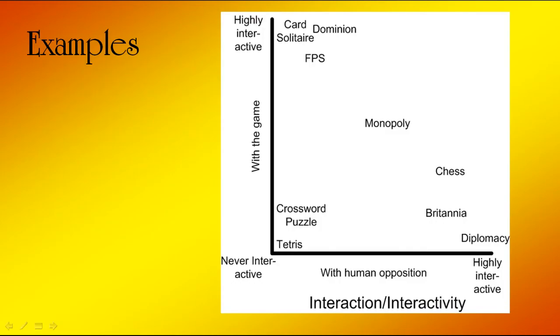Here is a chart to try to illustrate this. You see, card solitaire is highly interactive with the game, but not with people. Diplomacy, a game that's all about negotiation, is highly interactive with the human opposition, but not much with the game. Now, I made this chart some months ago, and when I looked at it recently, I saw Tetris down here in the bottom of never interactive. And that's not exactly never, but it's close, because all you can do is look at what block is coming next. And otherwise, you don't interact with the game in effect.